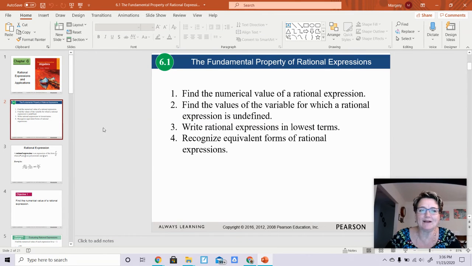Hi, today we're working on 6.1, the fundamental property of rational expressions. Please go through and read all that's required of you. My goal right now is to go over all of the examples.